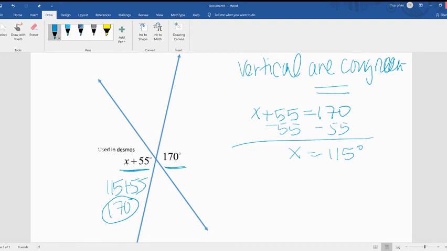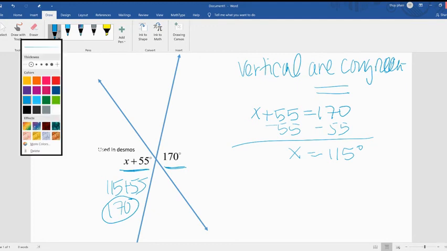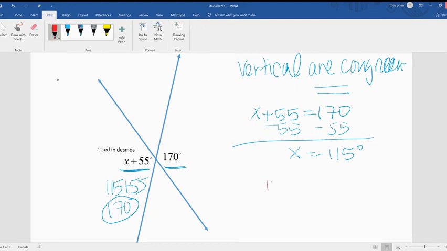Another way we can check is by plugging it back into the equation. So if it's 115 plus 55, that equals 170.